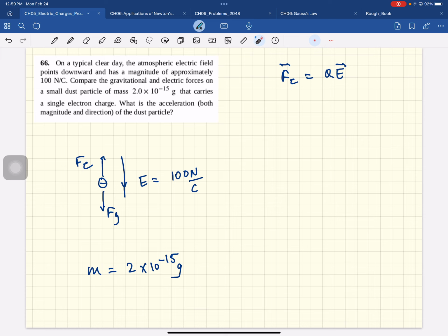Okay, so why do we care about this? See, this particle, if it gets charged, there's an electrostatic force in that direction, and now this can float around. If this force is greater, anyway, it can hang around in the atmosphere a long time. And so if it's an allergen, that's not a good thing.